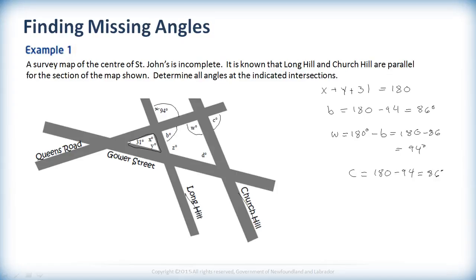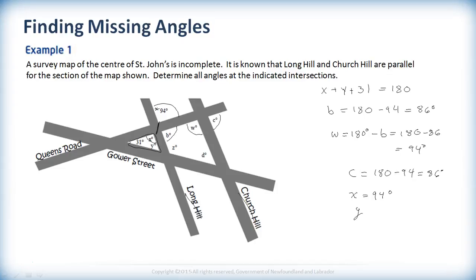Now, to get the rest of them, we have to worry about that other transversal along Gower Street. And to get that, we're going to have to figure out some stuff inside this triangle. I think maybe this x is going to be a good one to go for because it's vertically opposite that 94. So that makes x relatively simple. It's just going to be 94 degrees.